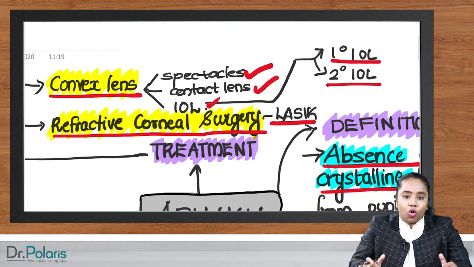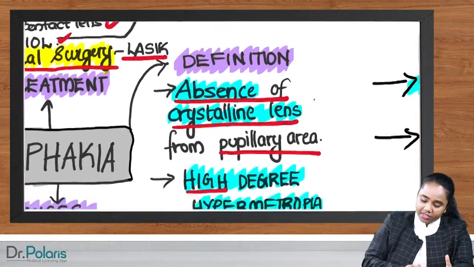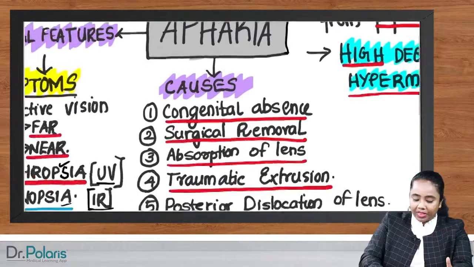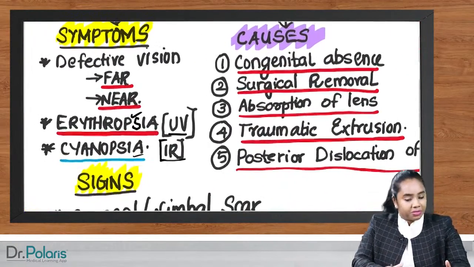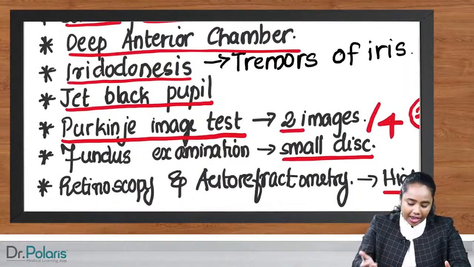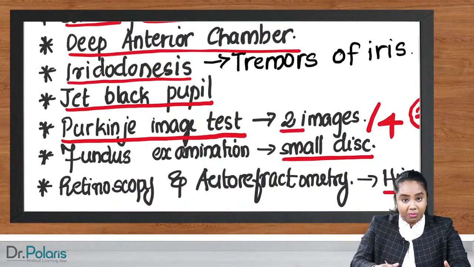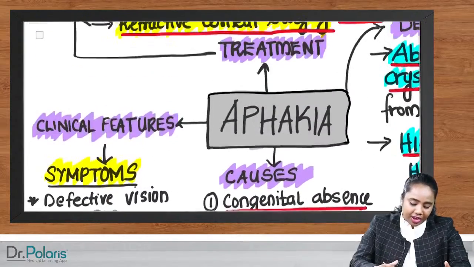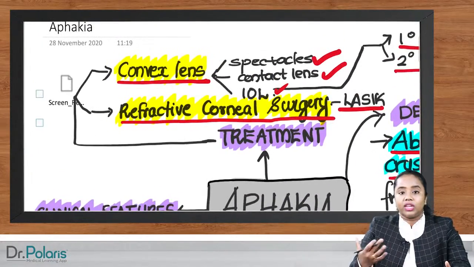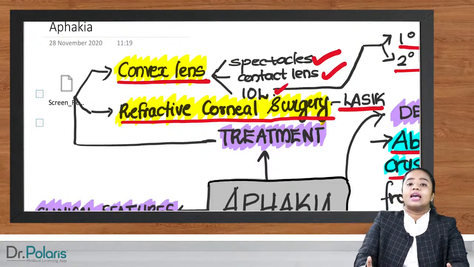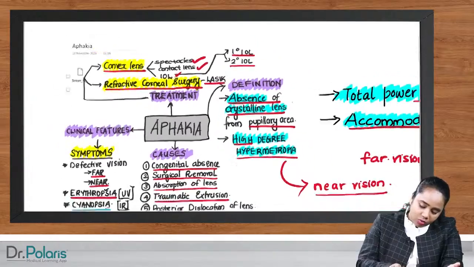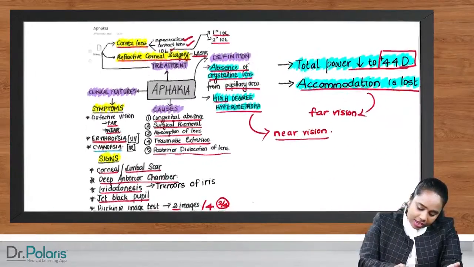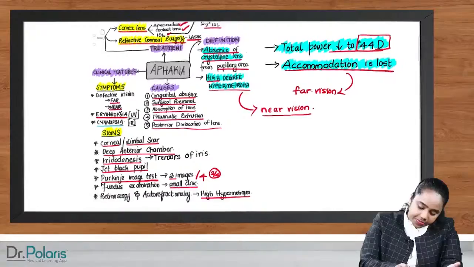So, that is what is about aphakia. Starting from definition, we had 4 points, then causes, 5 causes we listed, clinical features with symptoms and the common signs, iridodonesis, jet black pupil, Purkinje image test to be remembered, and finally the treatment with convex lens as well as refractive corneal surgery, which is LASIK. So, this is about aphakia. Aphakia in a nutshell would be only this much.